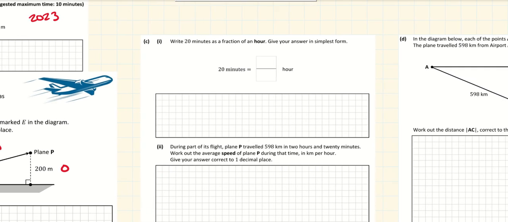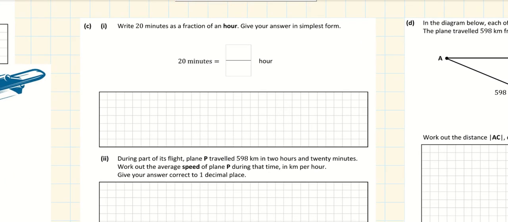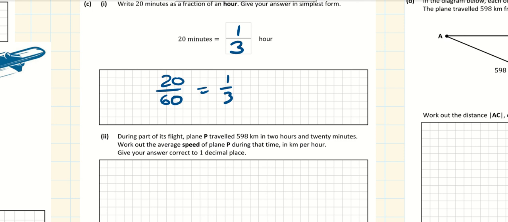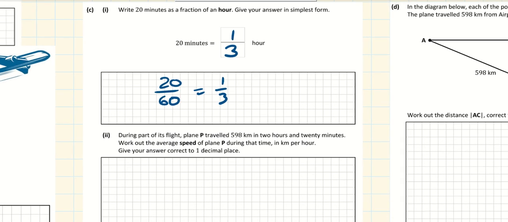So continuing on, we now get to do a bit of time work. Okay, so 20 minutes is a fraction of an hour. Again, very easy. It's 20 minutes out of 60 in an hour. So that will simplify down to 1/3. So it's 1/3 of an hour. Again, that's going to be useful in the next part of the question. So during part of this flight, it travelled 598 kilometres in 2 hours and 20 minutes. Find the average speed of the plane in kilometres an hour.